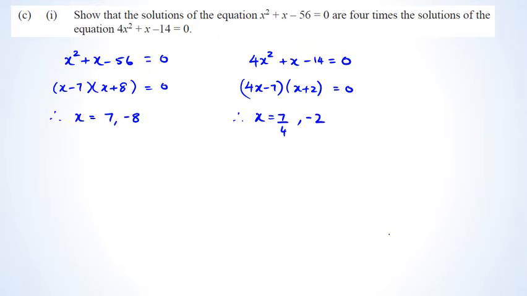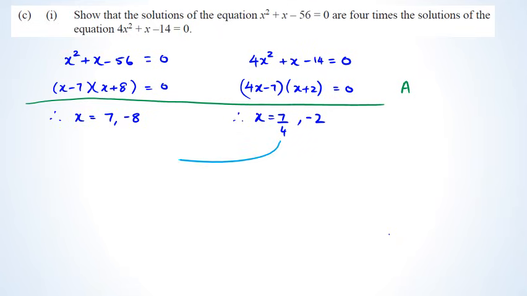Now, for this question, if you factorize both equations correctly, you get an achieved. Basically just doing this part, anything before that part is going to get you an achieved. But if you read the question, it actually says show that the solutions are 4 times the solutions of the other one. So what I would like you guys to have a look at is the pattern between these two numbers.